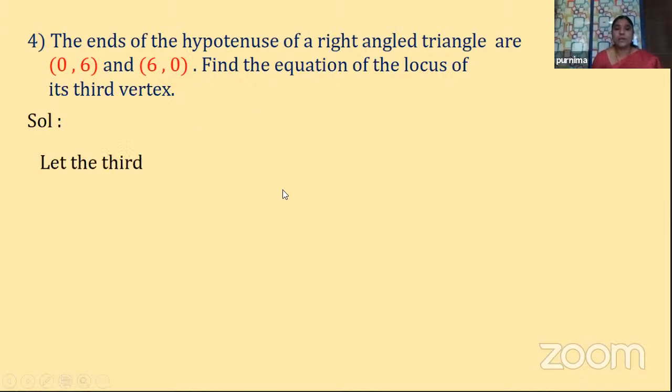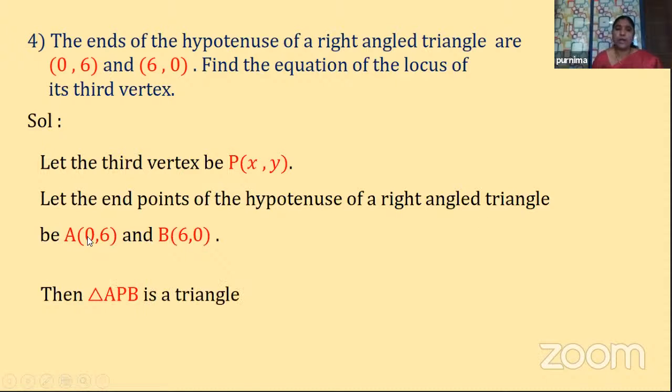So what are the points here? Let the third vertex be P(x, y). The end points of the hypotenuse are A(0, 6) and B(6, 0). So now here, the triangle formed is APB, right angled at P. Because (0, 6) and (6, 0) are the endpoints of the hypotenuse, the third vertex obviously should be the point at the right angle, yes or not? So that's why it is a right angle triangle, right angled at P.